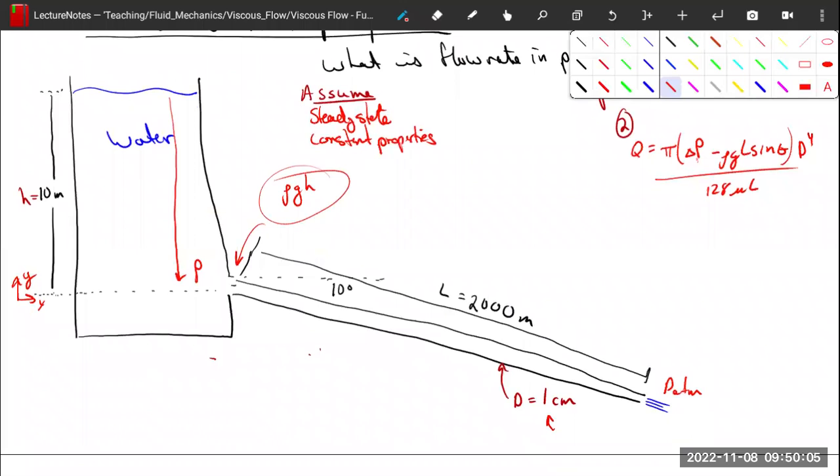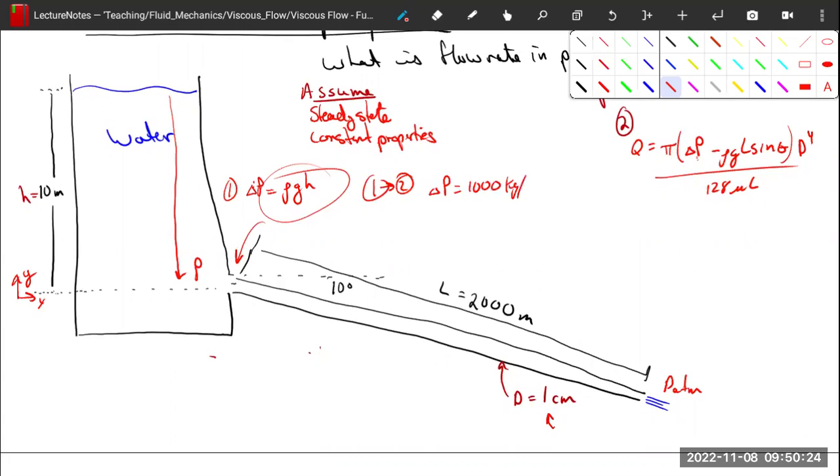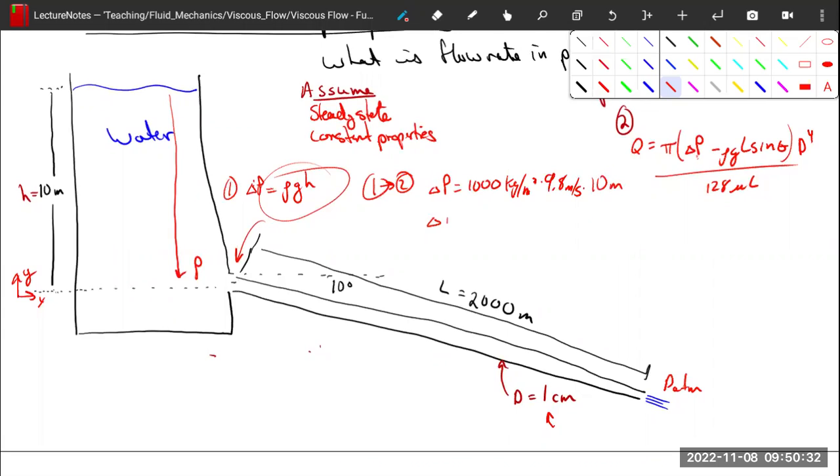So our P here at the front, for equation 1 to 2, delta P is equal to rho GH. Delta P is equal to 1,000 kilograms per meter cubed times 9.8 meters per second squared times H, which is 10 meters. So delta P is equal to 98,000 pascals. Great. So now we can plug that into here.